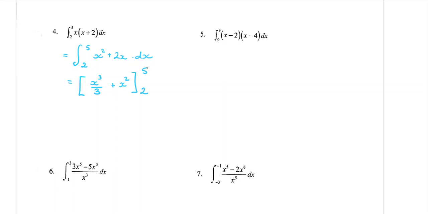Sub in, start with the 5. We have 5 cubed over 3 plus 5 squared. Put that in some brackets. Then we're going to subtract, sub in the 2. 2 cubed over 3 plus 2 squared. And you guys are all ahead of me because I can hear the calculators. What did you get? 60. Good job.